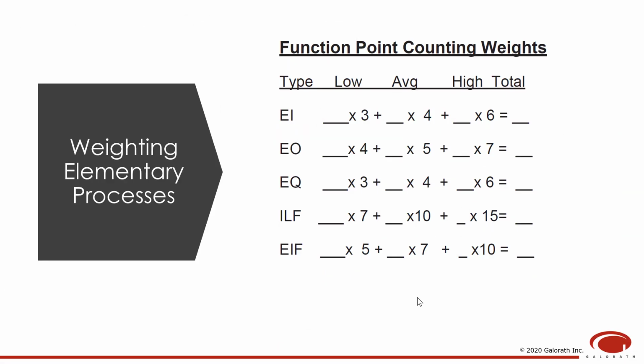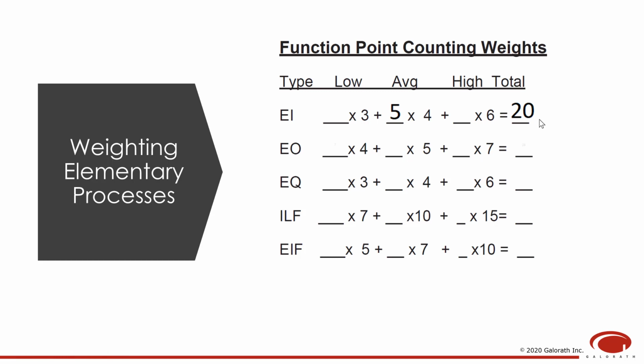Once all the elementary processes have been classified based on their complexity, the next and final step is to produce the function point count. To achieve this, we're going to use the function point counting weights. As you can see, each transaction and each data file is assigned a different number of function points based on their complexity. For example, if your application involves a total of 5 average complexity EIs, that accounts to 20 function points. So all you have to do is fill in the blanks.